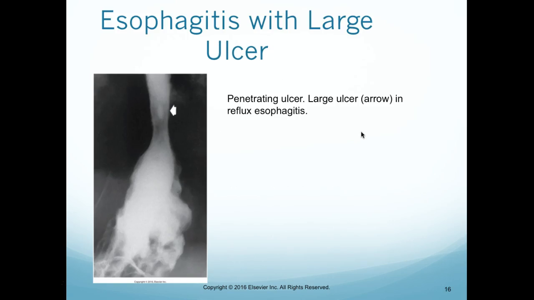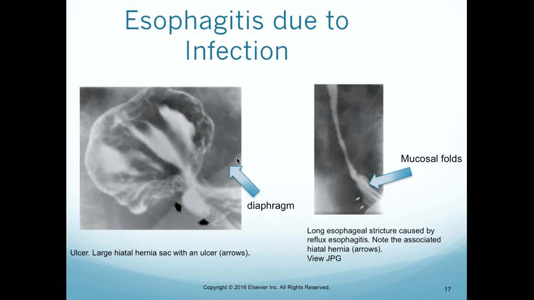So this is esophagitis with a large ulcer, and the ulcer is right there, so it's a penetrating ulcer. And you can see here the diaphragm, and we have stomach up above the diaphragm, which is a hiatal hernia. With the hiatal hernia, this patient probably has reflux disease, GERD, and has an ulcer due to that stomach contents burning the distal esophagus. So here, there is an ulcer and a large hiatal hernia.